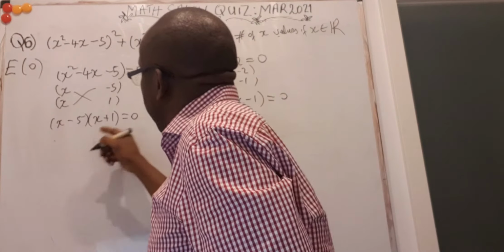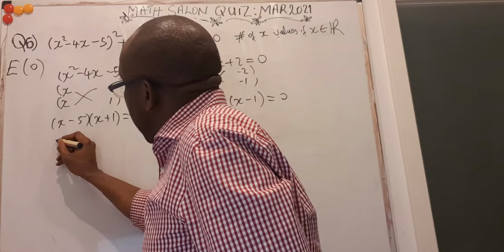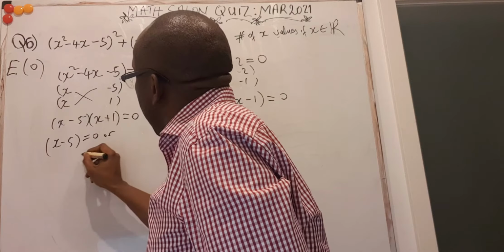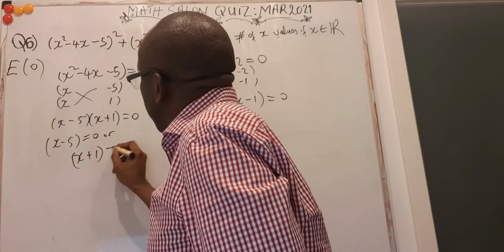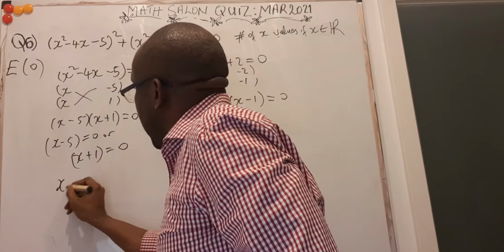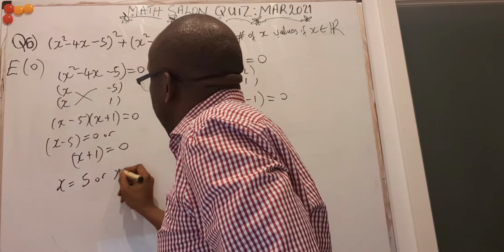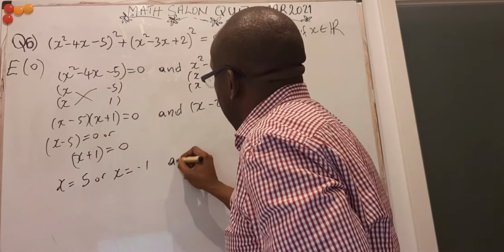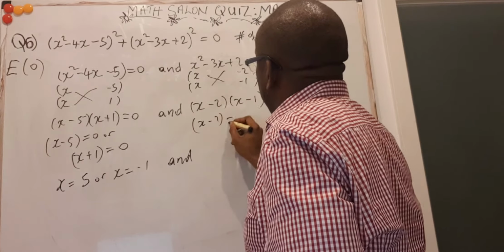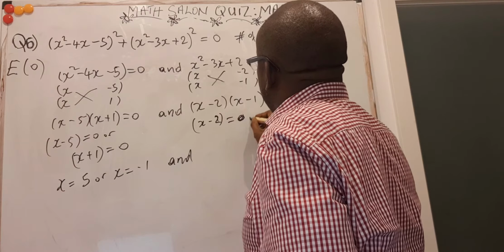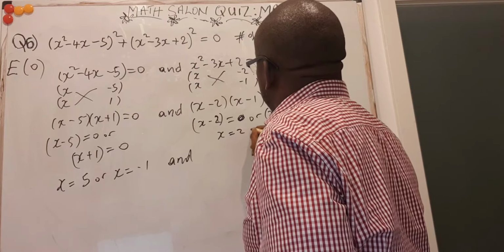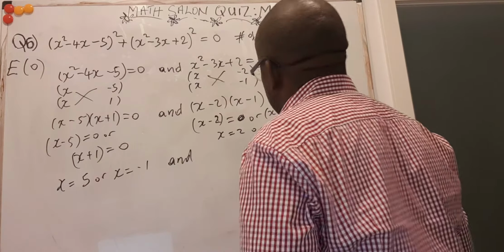From here, if two numbers multiply to give 0, it means here x minus 5 should be equal to 0, or x plus 1 should be equal to 0. See, this is a product, not a sum like this. So x here is equal to 5, or x is equal to minus 1. And x minus 2 should be equal to 0, or x minus 1 should be equal to 0. That means x is equal to 2, or x is equal to 1.